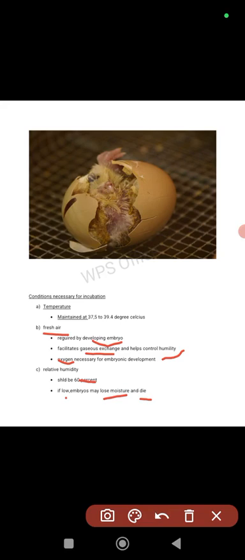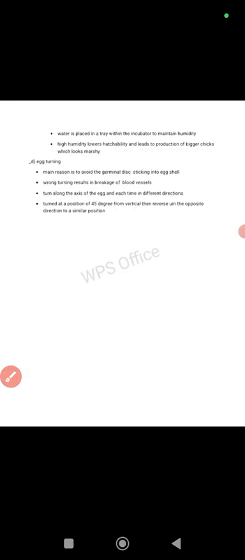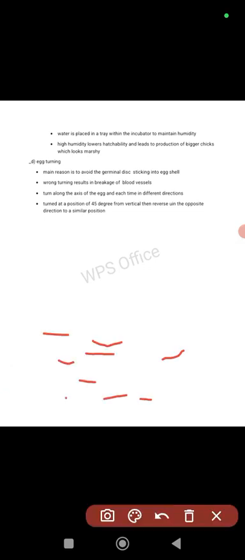Water is placed in a tray within the incubator to maintain the humidity. So you are supposed to place water on a tray to maintain humidity.